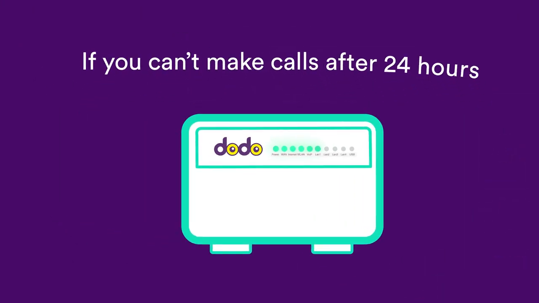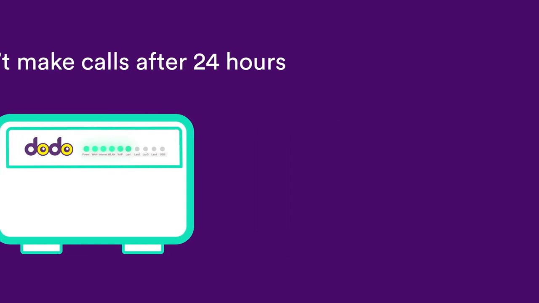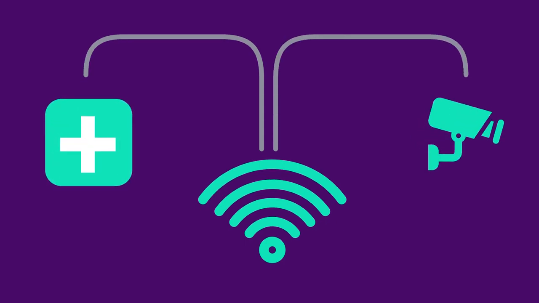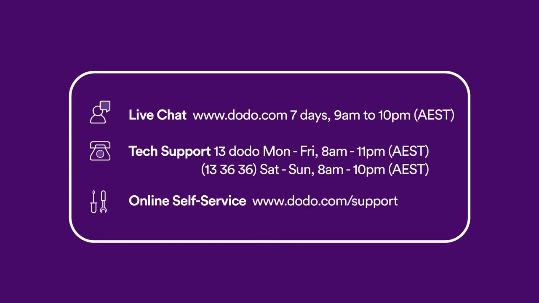If you find you can't make calls after 24 hours, then turn your modem off and on again and see if it starts working. If you have any devices in your home that are connected to the internet via the traditional phone line, like medical equipment, alarms, or fax machines, please contact the supplier to ensure they are compatible with the NBN.